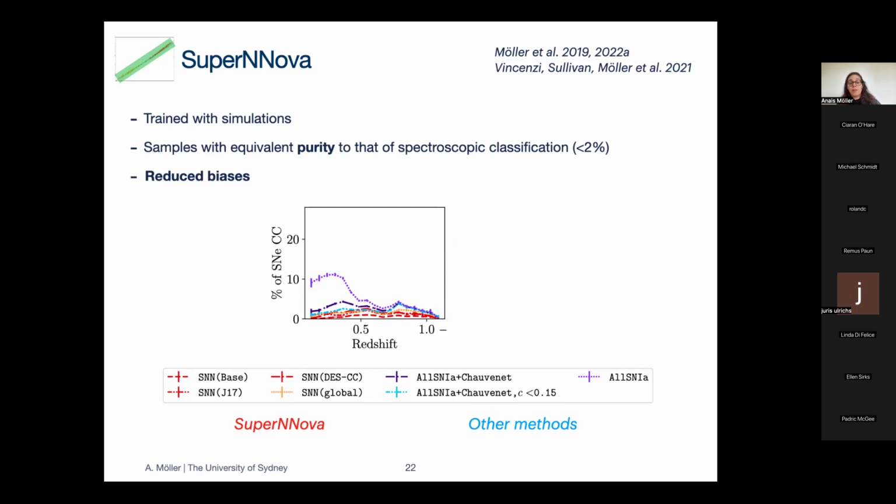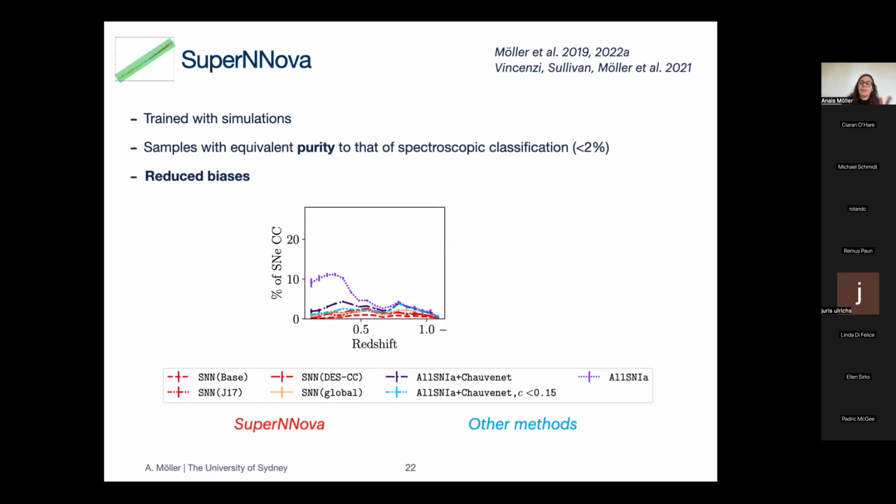And what you're seeing in this plot is the contamination as a function of redshift for the different supernova models, which are all in red and in yellow, and other types of classification in purple and blue. And you can see that we really can constrain the contamination very, very low. And we don't have that many changes in it, even if we change the templates and the rates of the training set. So this was pretty promising. We actually got a purity of 98 point something percent. So it's equivalent to spectroscopic classification.